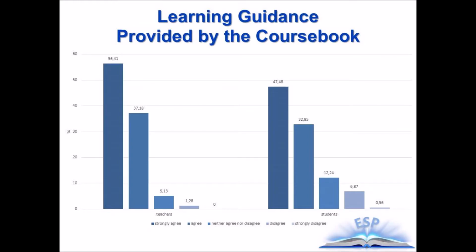More than one half of teachers positively evaluated characteristics of the coursebook related to learning guidance. Students were slightly more negative. 47.48% of them strongly agreed. They required to add more self-study tasks. Both groups appreciated a large number of tasks for pair and group work, and both required to include more problem-solving tasks in the coursebook.